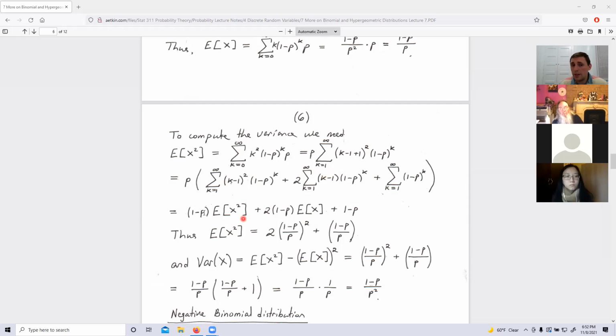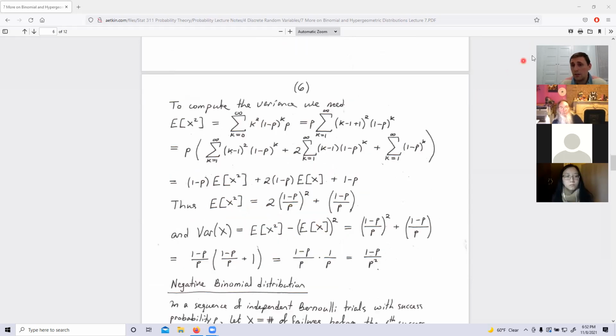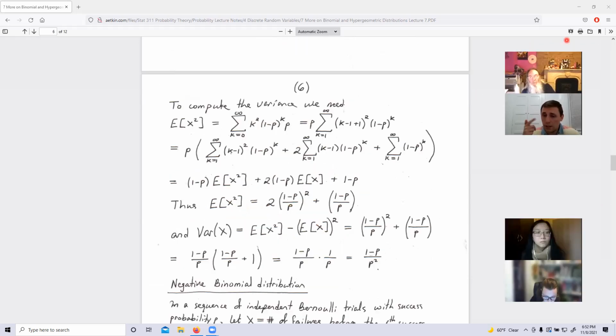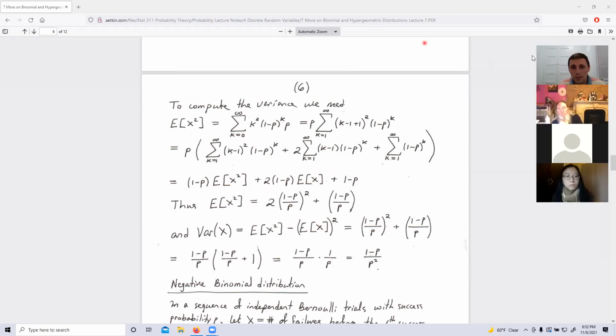So when you simplify it, it becomes 1 minus p times the expected value of X squared plus 2 times 1 minus p times the expected value of X plus 1 minus p. When you simplify it all, this is what you get. You should try on your own, guys, to see if you can apply this idea to figure out 1 squared times x to the 1 plus 2 squared times x to the 2 and onwards. You can recursively figure out other values as well.